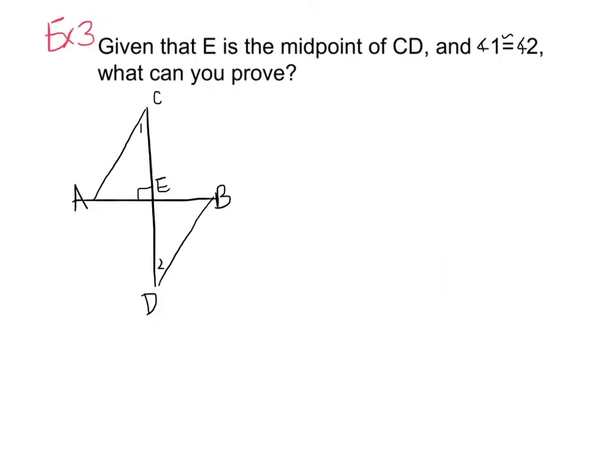Now for our third question. Here it says, given that point E is the midpoint of segment CD, and angle 1 is congruent to angle 2, what can you prove? Now I'm going to start by taking this information and putting it on my picture. Okay, so E is the midpoint of this whole line. That means that this piece is congruent to this piece. They said that angle 1 is congruent to angle 2. And you know what else? I noticed that this is a right angle in the picture. They don't talk about it up here, but if this is a right angle, I know this one is too. Those are vertical angles.